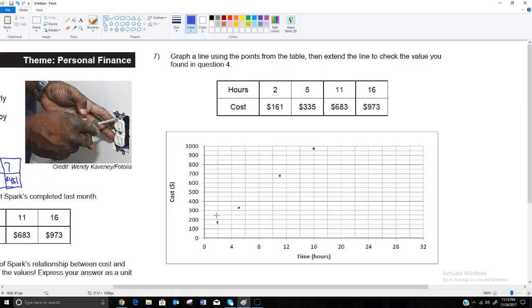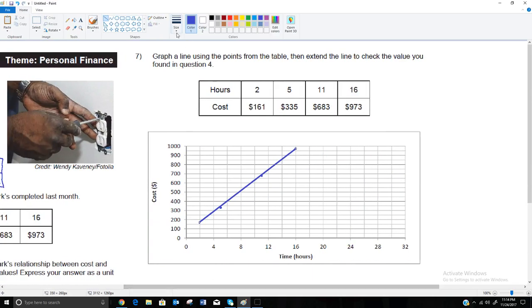I'm going to start here, and it should hit the other points. And there's your line. We know that the initial value is, again, $45. So let me take that line now from 45, which would be just below 50, and connect it to there. Yeah, it's a little off, but it's close. So that would be our line for Spark's costs.